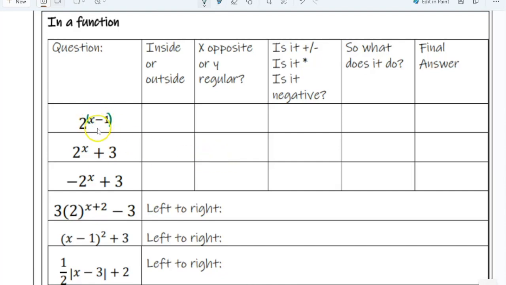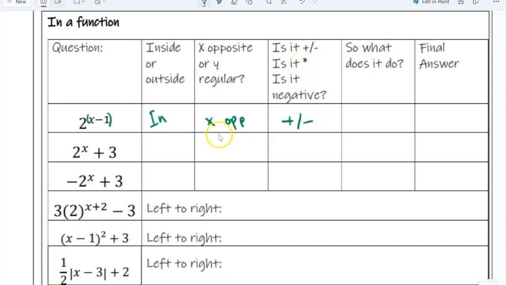All right, so this is an exponential function, right? Am I inside or outside this -1? I'm inside, so I'm going to say I'm in. If I'm inside, is it x and opposite or y and regular? Well, if I'm inside, it's x and opposite. All right. Am I adding or subtracting this one, multiplying, or is it negative? It's not just a negative, it's -1. So I'm adding or subtracting.